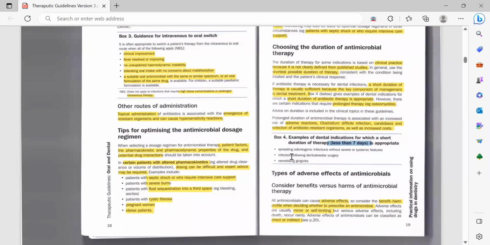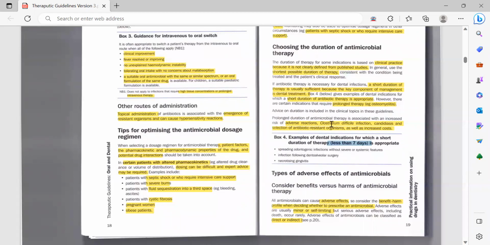So, in which cases will you prescribe the antibiotic? If there is any spreading odontogenic infection without severe or systemic features. Secondly, if there is any infection following dentoalveolar surgery, meaning post-surgical infections, and necrotizing gingivitis, NUG. In these cases, we do prescribe antibiotics, but that should be less than 7 days.